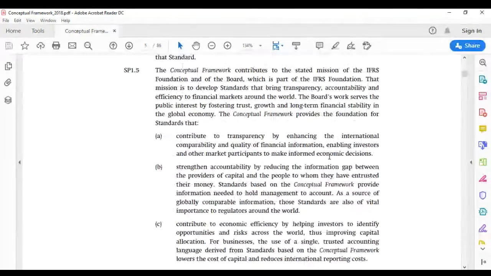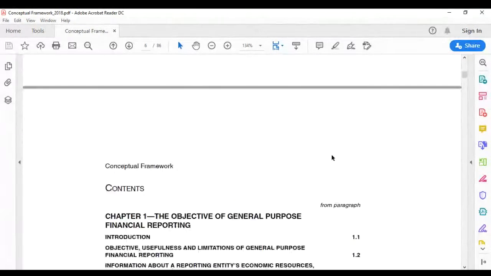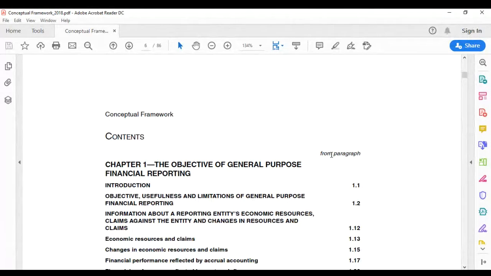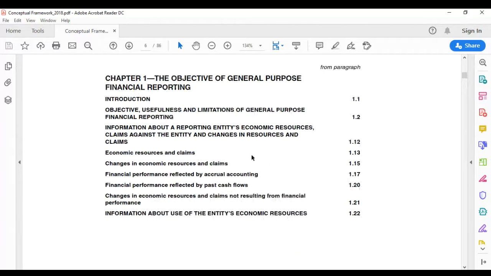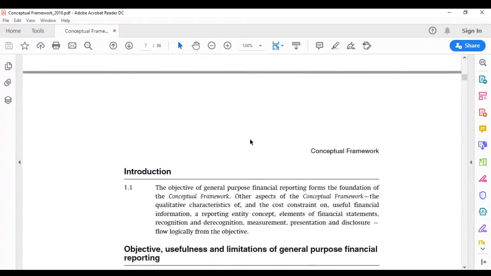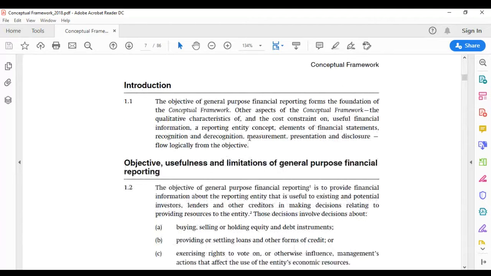Let me just see what else. Most of that, again, is just background information or justification of why certain decisions have been taken. So now we can get into the document itself. Chapter 1, the objective of general purpose financial reporting, and we're going to look at objective, usefulness, limitations, and so forth. So let us scroll down.